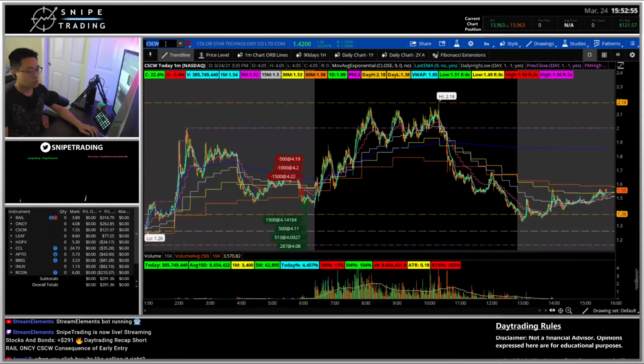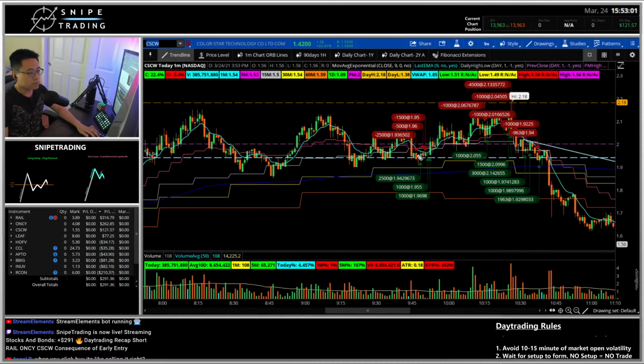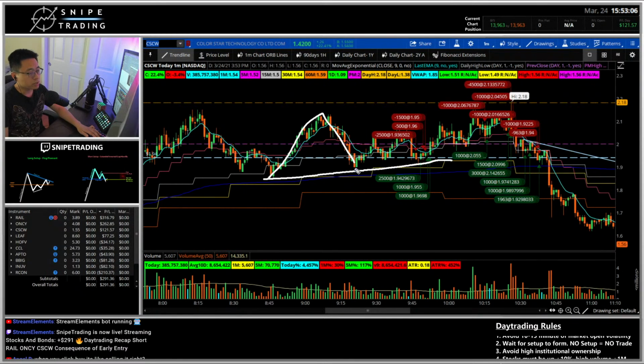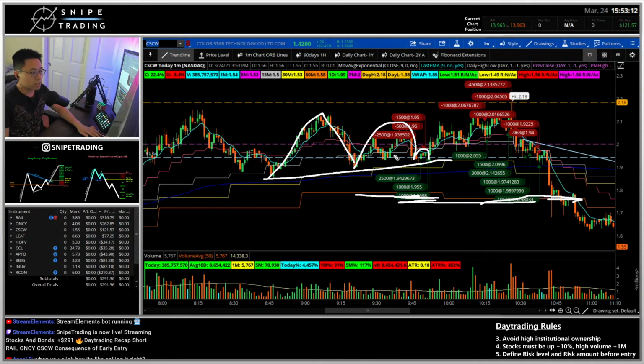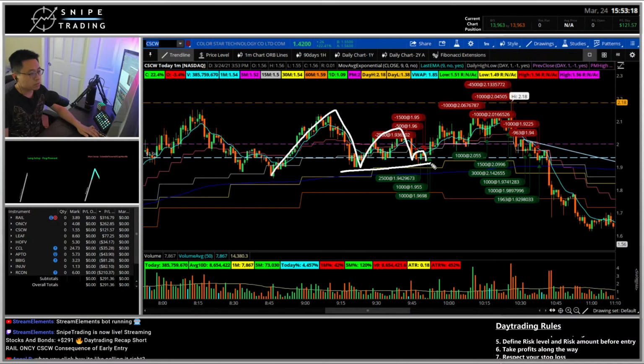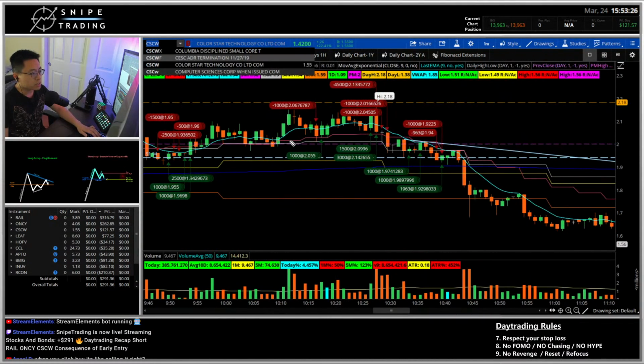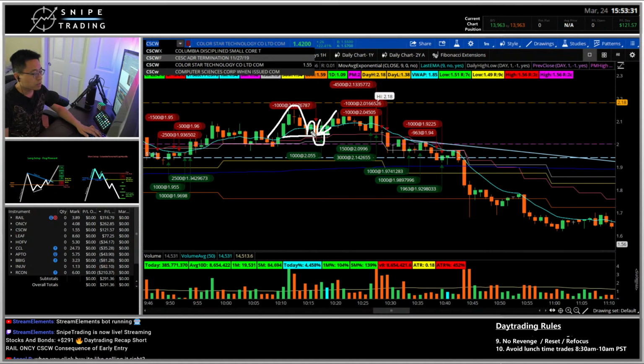CSCW, a couple of entries here, but I was more short biased. I took a couple of losses on the early short. It was extended on the hourly, so that's why I was more short biased. Hourly's down here. I was looking for a cup and handle to short, and I stopped out. So, consequences of being early. I took a loss there, and then I took another loss here for that wick on the downside, and I ended up stopping out.